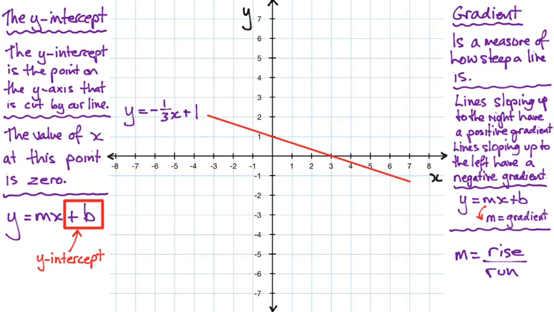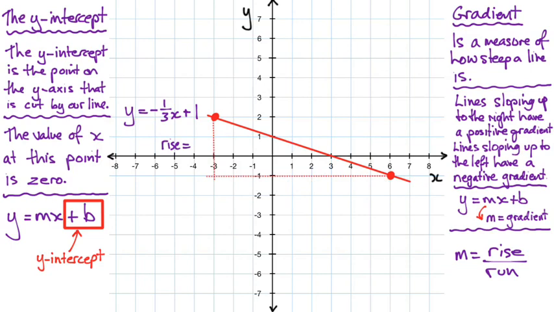So let's look at another example. This time we've got a linear graph here that has a negative gradient because it slopes up to the left. And the equation of this line is negative 1/3 x plus 1. Take any 2 points. I've chosen the points negative 3, 2 and 6, negative 1. We'll draw out our vertical and horizontal lines to make a right angle triangle. And we'll measure our rise and our run.